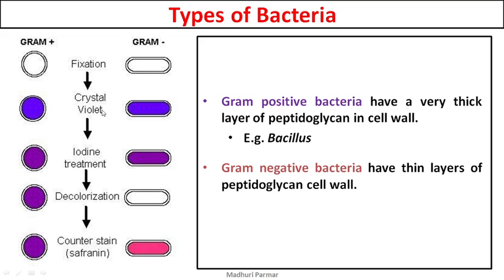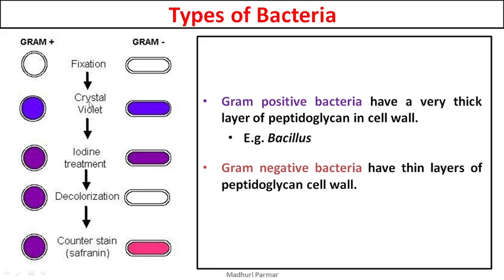Ask your parents, in olden times when they used to have boils, they would be told to apply a violet or purple colored dye. So that dye is nothing but crystal violet. Ask them sometime. This crystal violet will enter the cell and it will make the cell violet in color. Violet is just like purple.